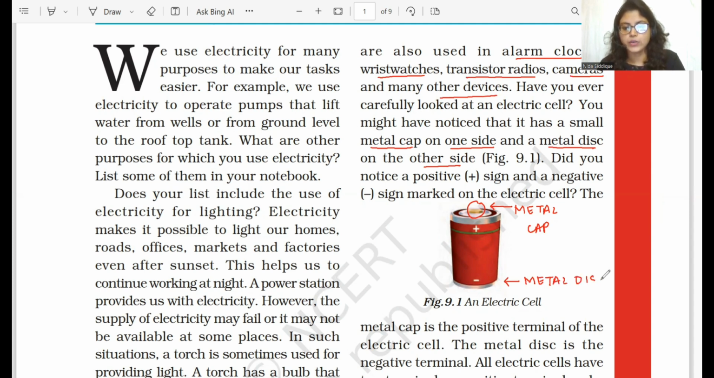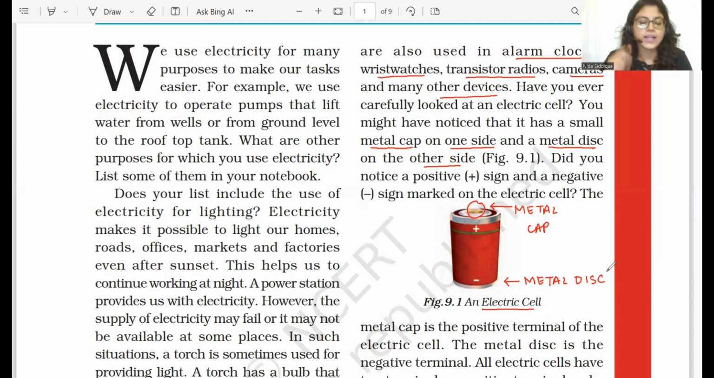So it is having two ends. A battery, or it's not appropriate to say a battery, we'll call it an electric cell. An electric cell will be having two ends, that is a metal cap and a flat end that is called a metal disc. Now, look at this electric cell carefully.